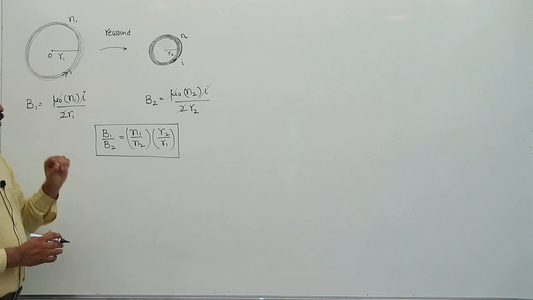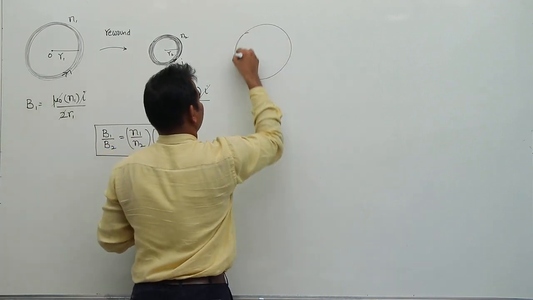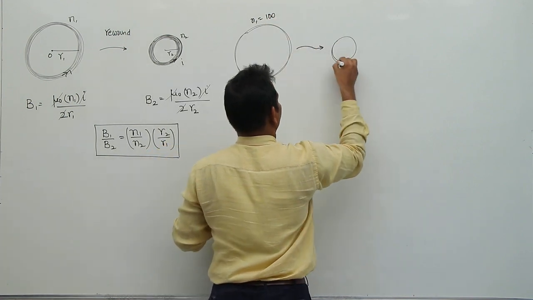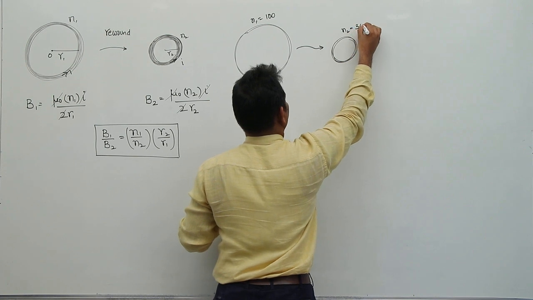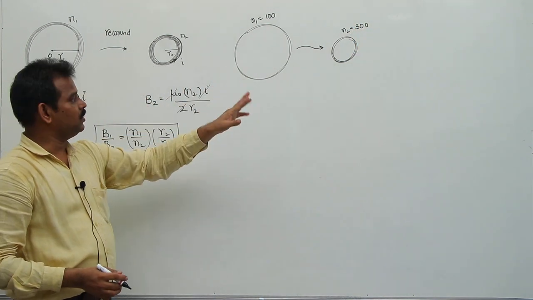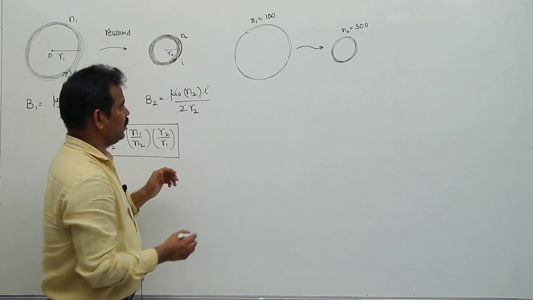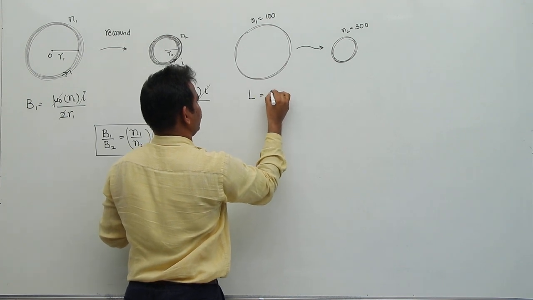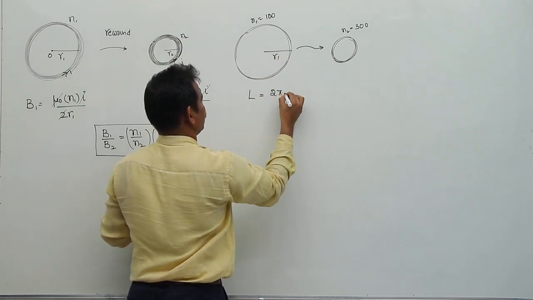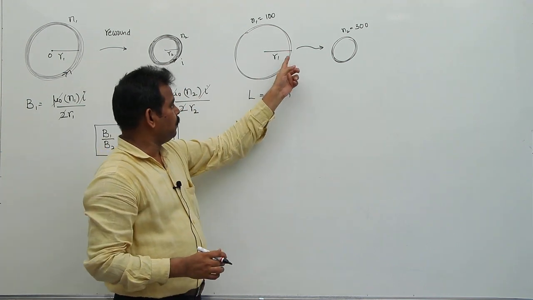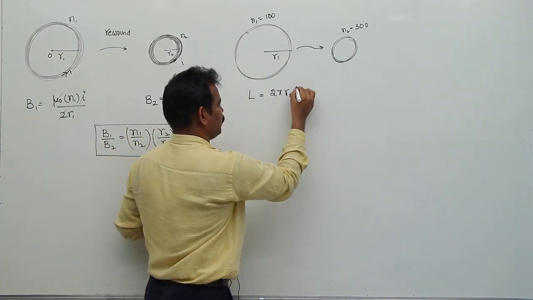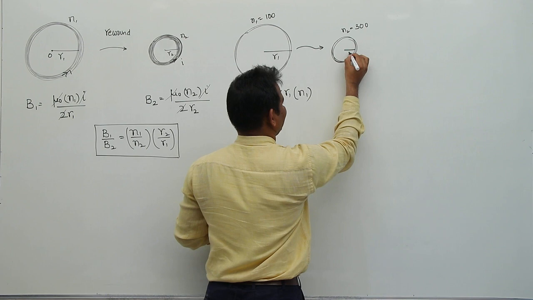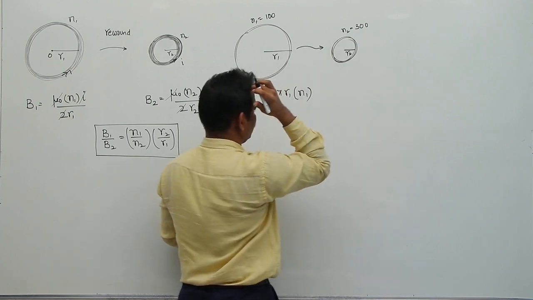Suppose in a problem they may give a coil with number of turns 100 that is rewound into a coil with number of turns 300. What is the ratio of the magnetic field? Here the radius is not mentioned, but what we can say is that the total length of the wire used in this case is given by 2 pi R1, which is the length of the wire for 1 turn, into the number of turns N1. The same wire is used to wind the second coil of radius R2 with the number of turns N2.